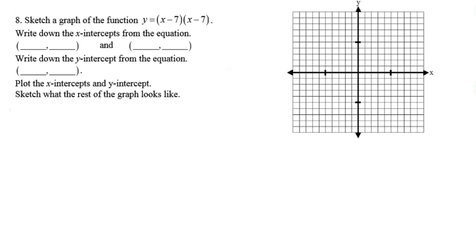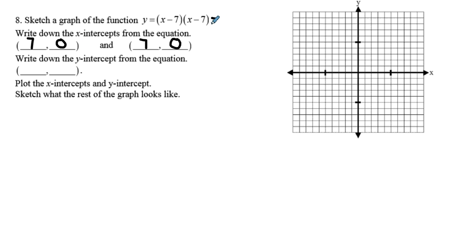Here we have an equation of y equals the quantity of x minus 7 times x minus 7. Again, using our previously described steps, we can set each factor equal to 0 to find the x-intercepts. So in doing so, x minus 7 equals 0, solving that, x equals 7. So we've got one x-intercept, and we'll do the same for this x-intercept. And notice how they're the same result.